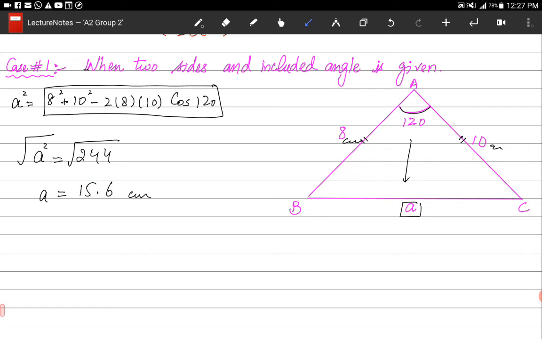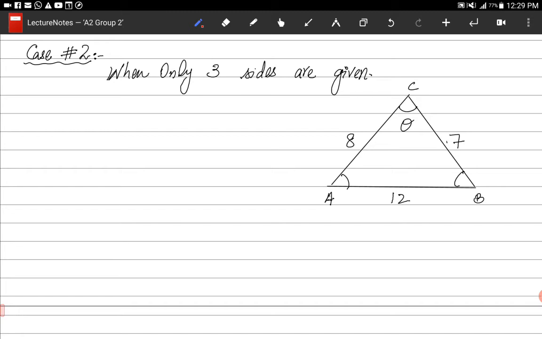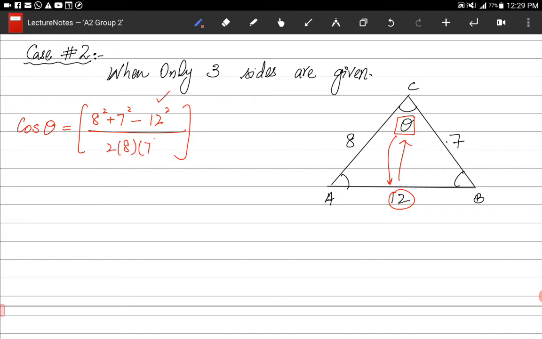15.6. Okay, so here is case number 2, when only 3 sides are given and we are asked to find an unknown angle. For instance, in this question they want us to find angle theta. So this is opposite to 12. According to the formula, we will be using cos theta is equal to 8 square plus 7 square minus 12 square. Remember, whatever angle we are going to find, the side opposite to that particular angle will be coming at the end. Okay, divided by 2 times 8 into 7.